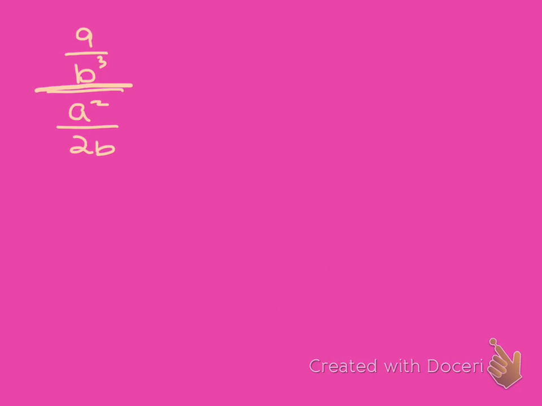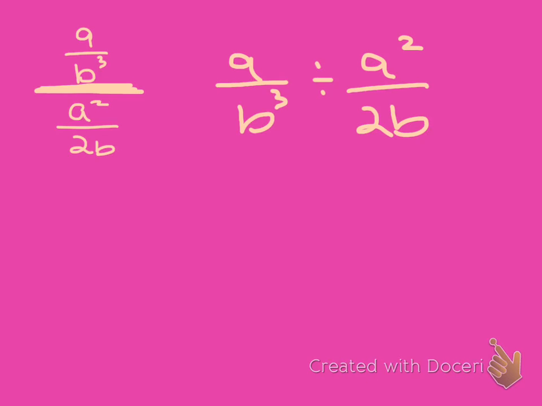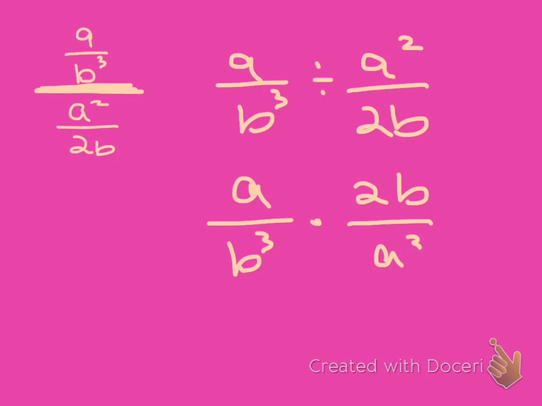This line here, they usually tend to put a little longer so that you can actually visually see this is a fraction on top and this is a fraction on bottom. Okay, so this means a over b to the third divided by a squared over 2b. Does that make sense? So we do the reciprocal. That's right. So we have a over b cubed times the reciprocal. We put a 2 on top, the 2b, and the a squared here.